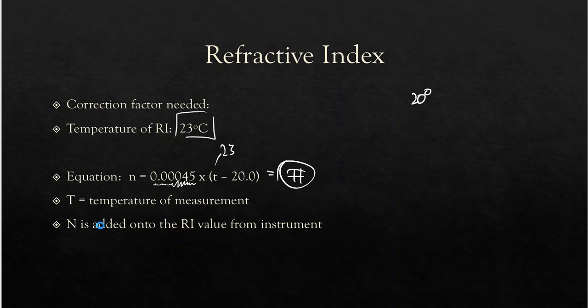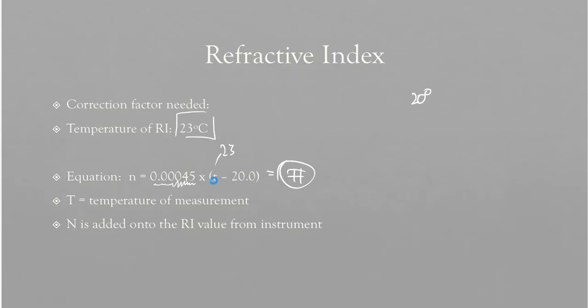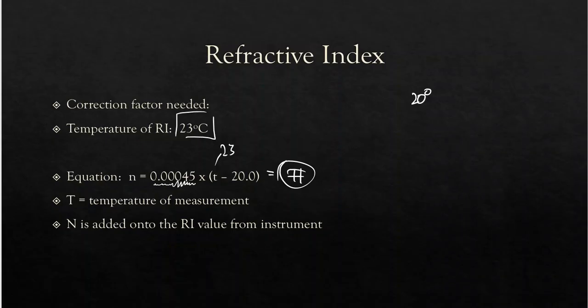Look here at this very last statement. You take that number and you add it to the refractive index that you got from your instrument. That's how we correct refractive index, folks. All right? So plug your temperature into this equation. Solve that first. Then multiply by the factor 0.00045. You'll get a value, and you'll take that number and add it onto the refractive index that you read from that meter. And that's how we correct it.